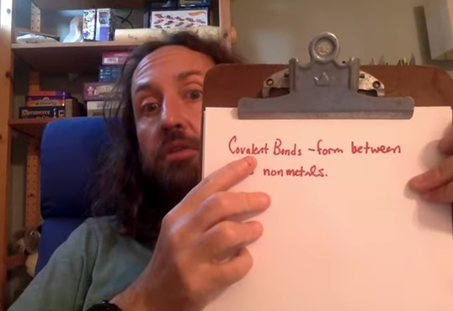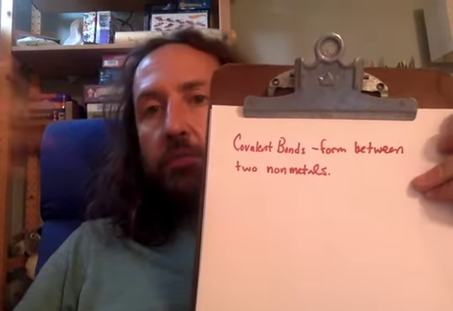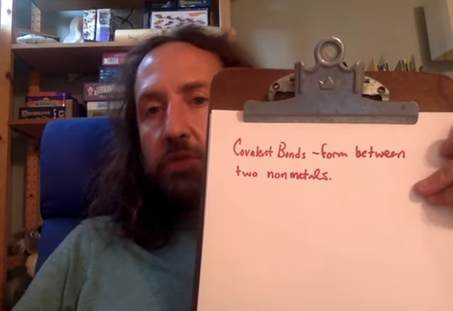Okay, today we're going to talk about covalent bonds. First thing, covalent bonds form between two nonmetals. There are two types of covalent bonds: nonpolar and polar. Nonpolar are very similar electronegativities. Polar are different electronegativities.